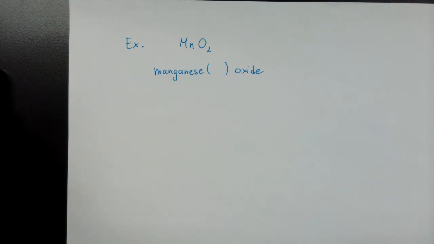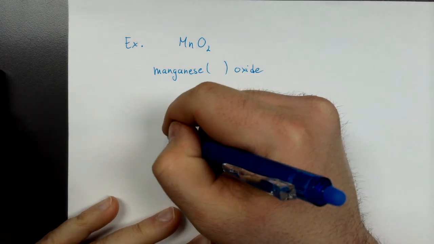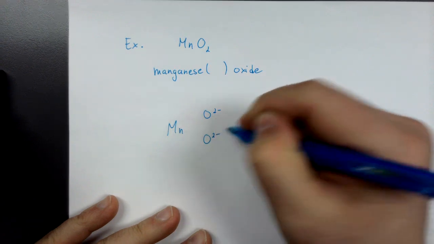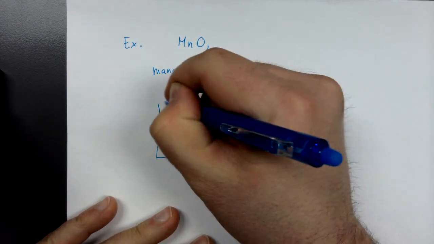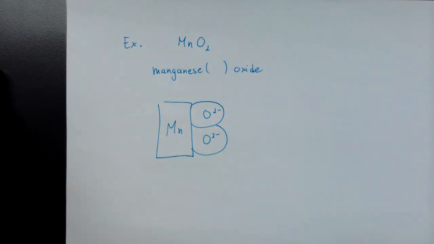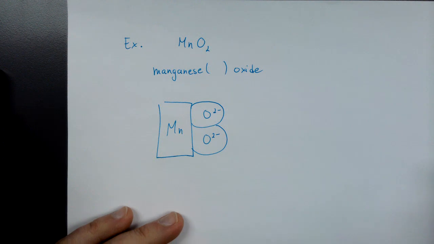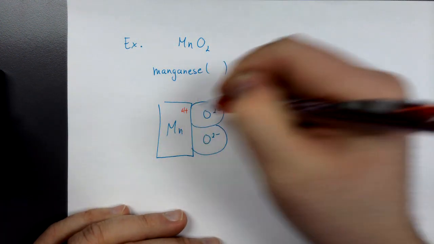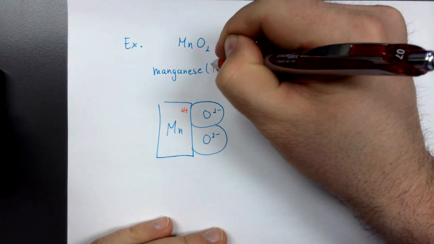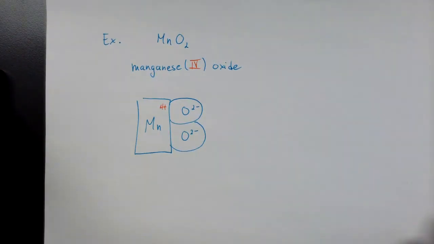If you look on the periodic table, manganese has a charge of 2 plus or 4 plus. We don't know which one to use. So what we can do is we can model it and we can figure it out. I have 1 manganese. I have 2 oxygens. Manganese has to have a charge so that it balances out the 2 negatives. This must be 4 positive. And then I write my Roman numeral to show that it is 4.